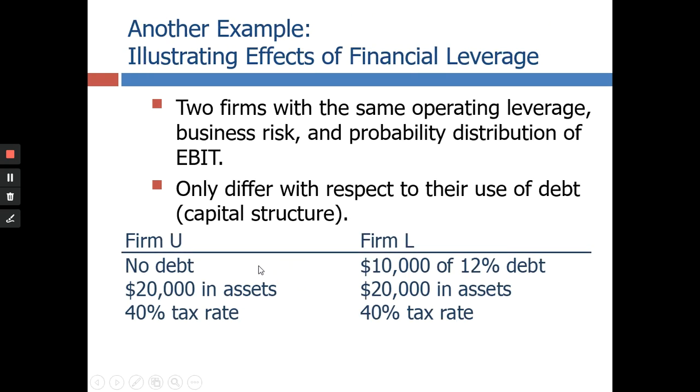All right, so with another example, there's 2 companies, firm U and firm L. Firm U is unleveraged, firm L is leveraged, which means firm U has no debt, with 20,000 assets and a 40% tax rate. Firm L has 10,000 debt, which pays 12% interest, and 20,000 assets, with a 40% tax rate. So the only difference here is that when the company has 20,000 in assets, the 20,000 was funded by equity shareholders. All right, shareholders have funded the entire 20,000.